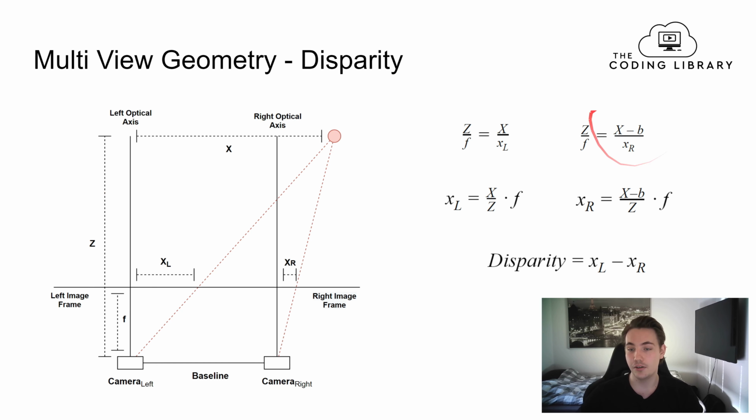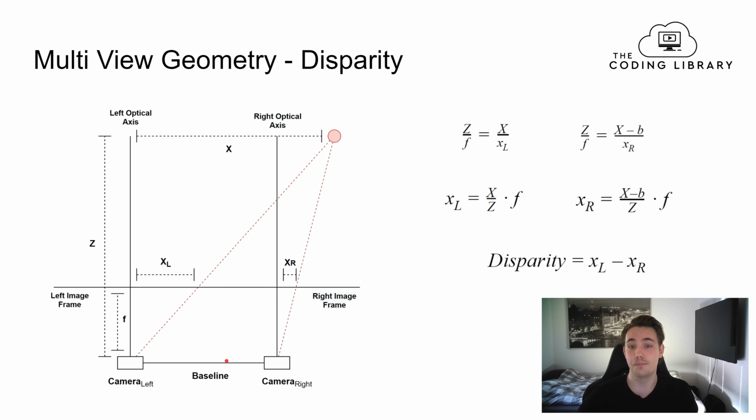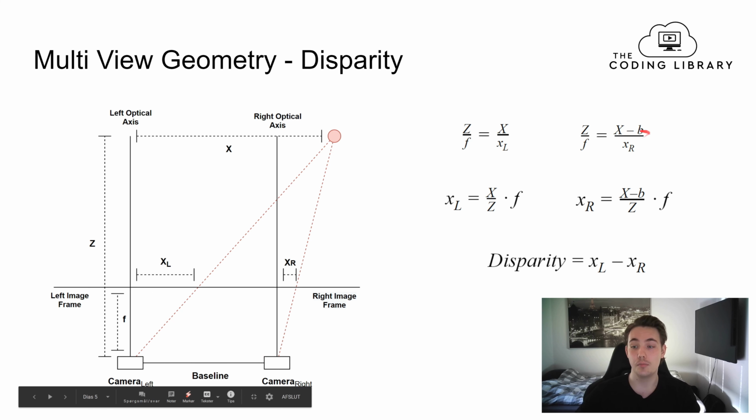And we can do the same thing over here for the X right here, which is the right disparity. The only difference is that now we just have X minus B, because we have moved our right camera a distance of the baseline to the right in this example. So it will be X minus this baseline down here.